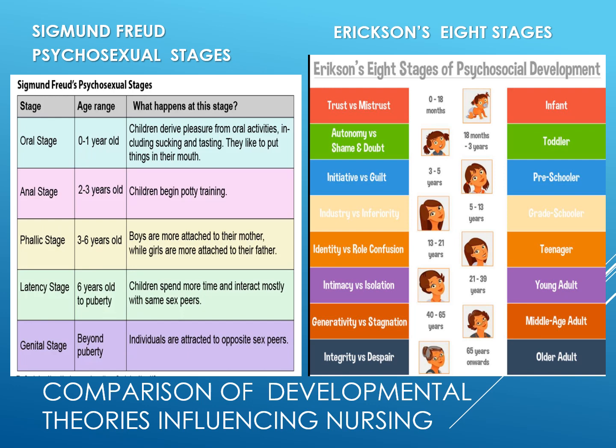Then we have the latency phase, and in the latency phase, children spend most of their time interacting mostly with same-sex peers. And then lastly, Freud has the genital stage, which is beyond puberty. In the genital stage, sexual urges are reawakened and they are directed more towards the opposite sex and peers.